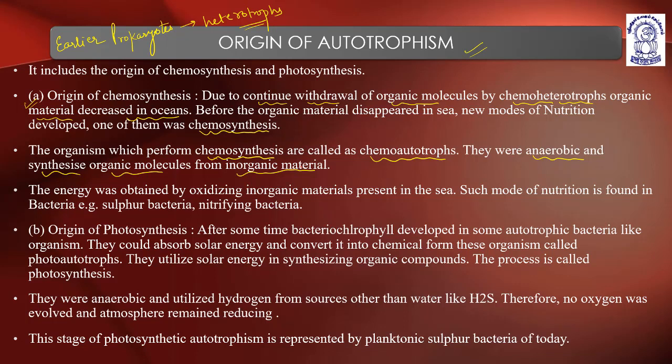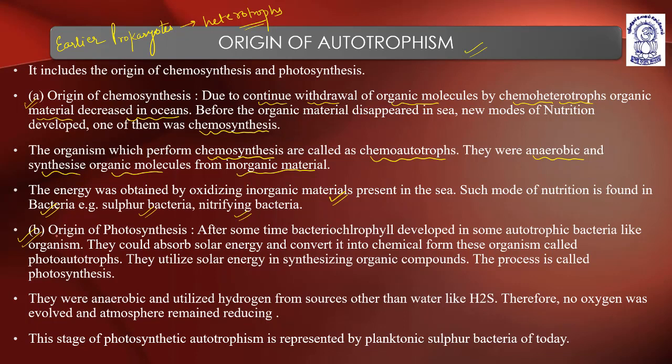So now they are synthesizing the required organic molecules from inorganic material. It means they are synthesizers, or autotrophs. The energy was obtained by oxidizing inorganic materials present in the sea. Such mode of nutrition is found in bacteria like iron bacteria, sulfur bacteria, nitrifying bacteria. When these inorganic materials are oxidized, energy is liberated, and that energy is used by these bacteria. Example: sulfur bacteria or nitrifying bacteria.